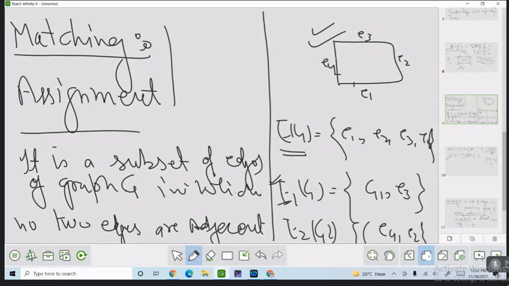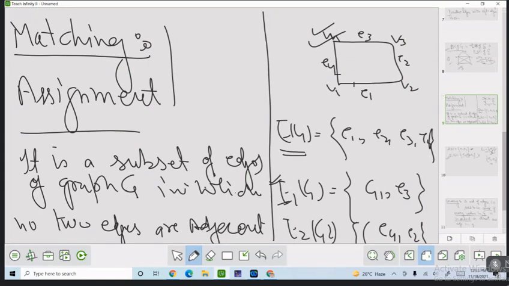This is the graph, and I can write here V1, V2, V3, and V4. Covering means a set of edges. Covering means a set of edges such that every vertex of G is incident on at least one edge.